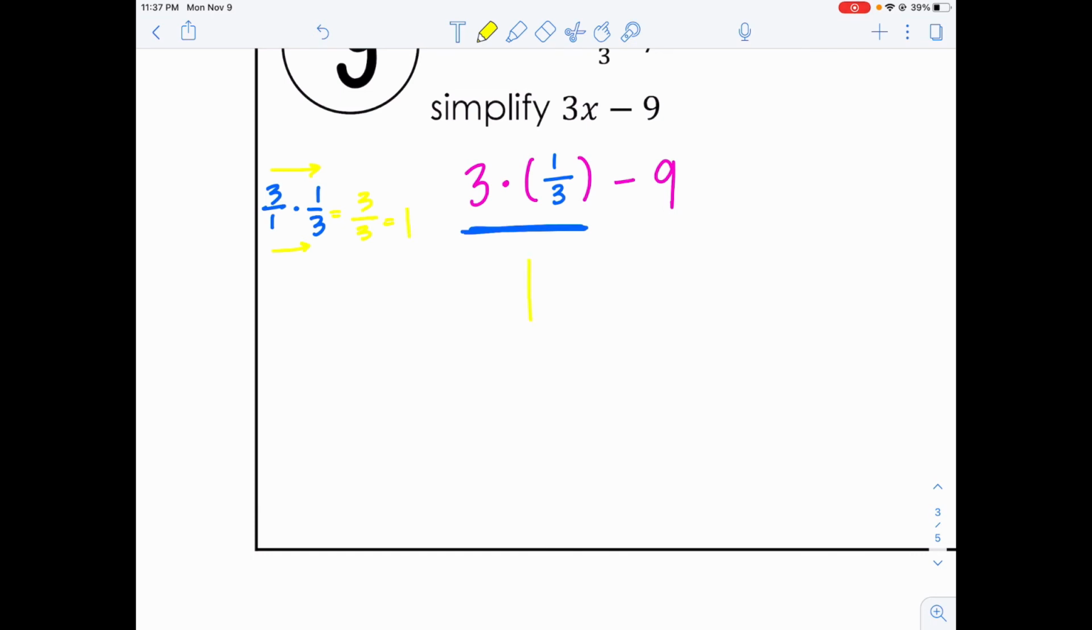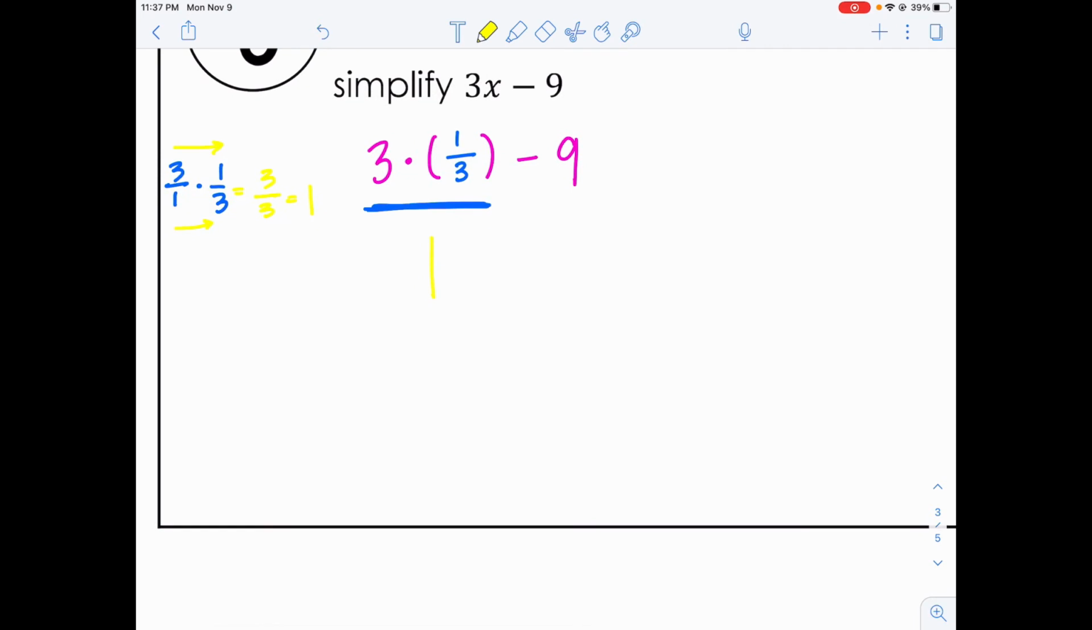This is most definitely simpler to do on your calculator. 3 times, make it a fraction, 1/3, hit equals, it should tell you 1. After you've done the multiplication, you're going to bring down what you have not used, which is the -9. You could punch this into your calculator.